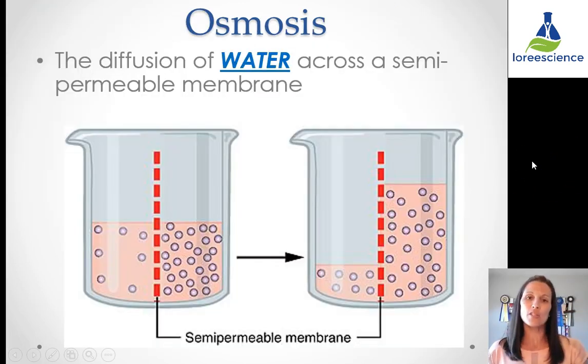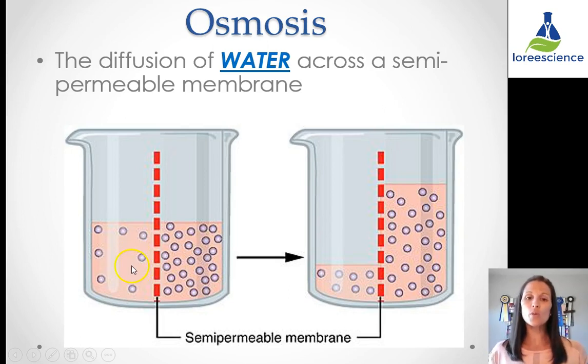Now, osmosis is a special type of diffusion. It's the diffusion of water across a semi-permeable membrane. Semi meaning partially, permeable meaning allowing things to get through. So a semi-permeable membrane is like this red dotted line. It will allow some things through, but not others. So if you look at these molecules, they're going to be too big to fit through.